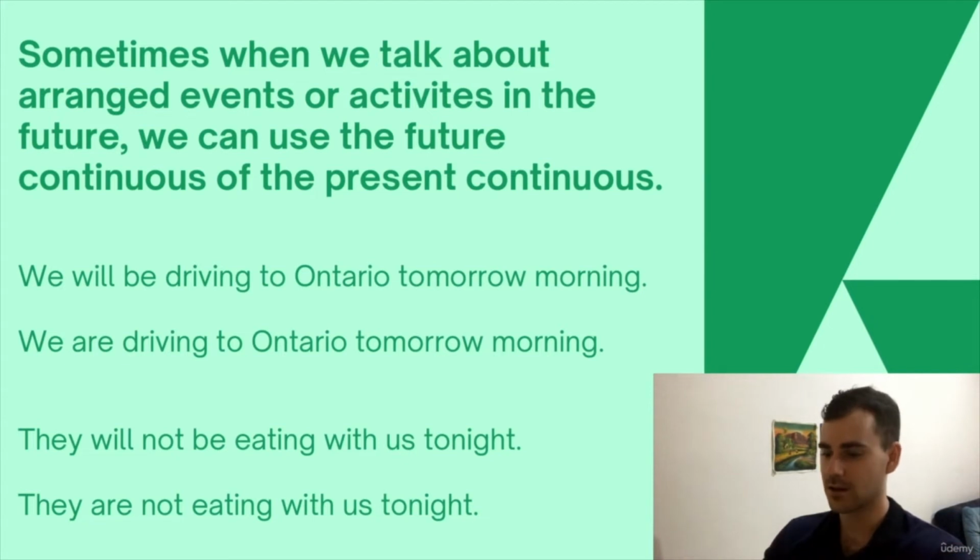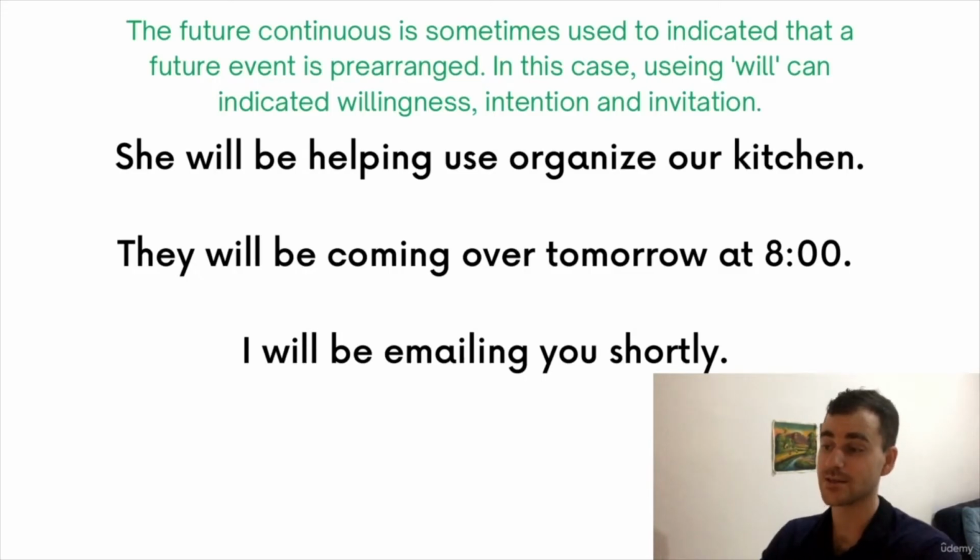Let's take a look at another example. They will not be eating with us tonight. They are not eating with us tonight. Both of them are talking about an action which will be occurring tonight, but we can use both tenses, present continuous and future continuous. The future continuous is sometimes used to indicate that a future event is prearranged.